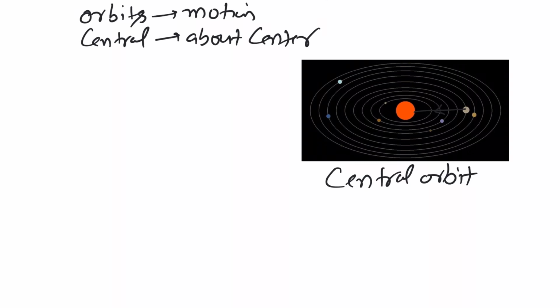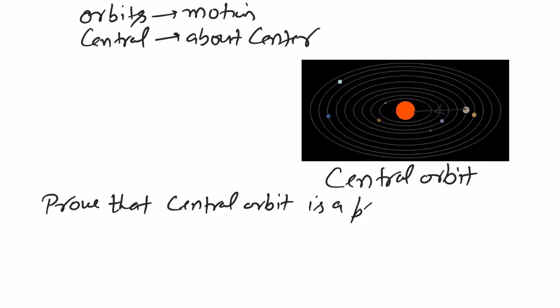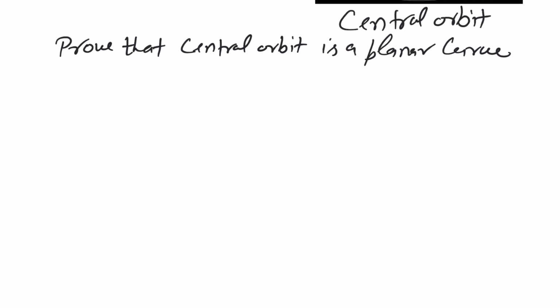Next we shall prove that, this is an important question: prove that a central orbit is a planar curve. Now we write the general thing: O is a fixed point and P is any point on the curve. This is the curve and P is any point. Join this, and r is the position vector.